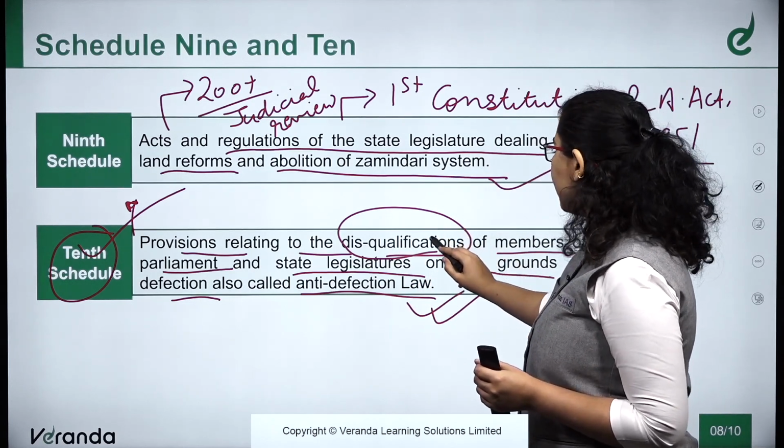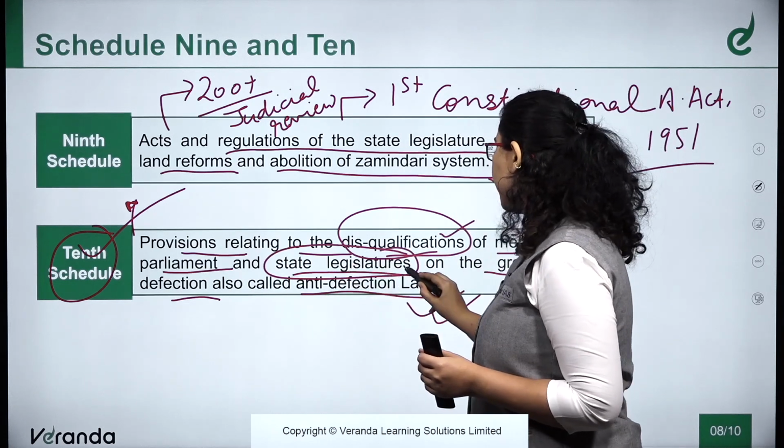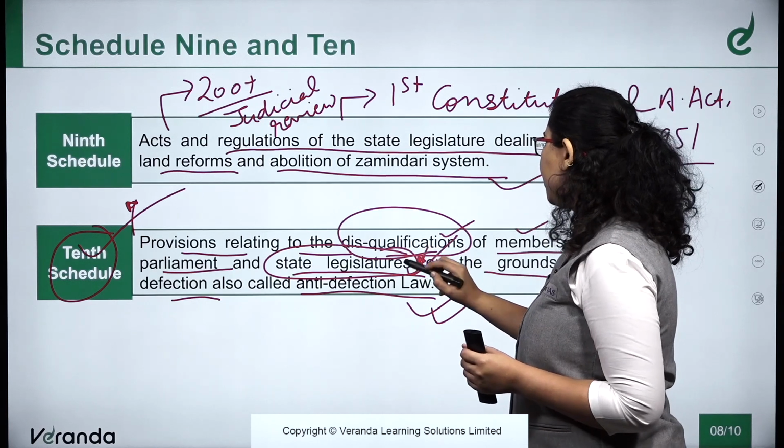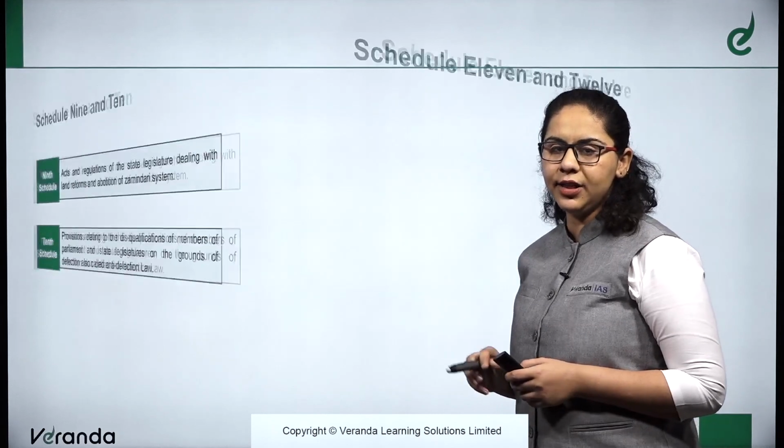So basically, disqualification of members of parliament, also state legislatures, is included in this. Prelims point of view question, very important. Remember, the members of state legislature are also included in 10th schedule.